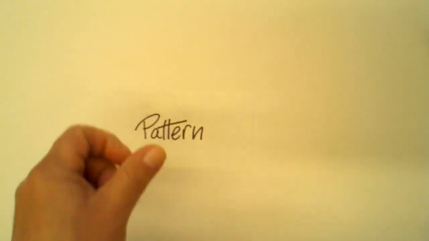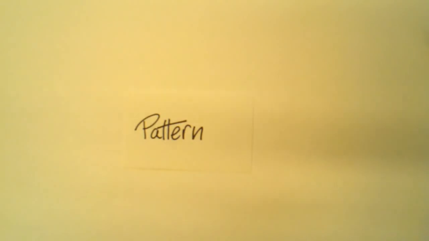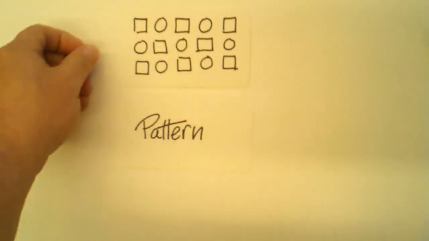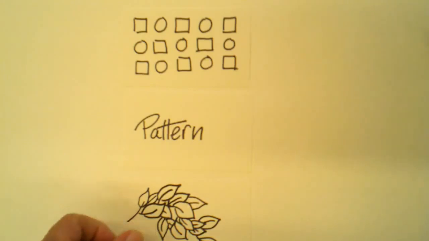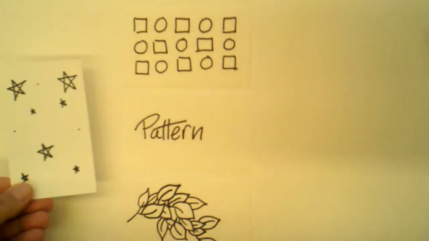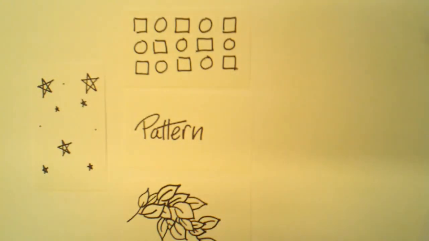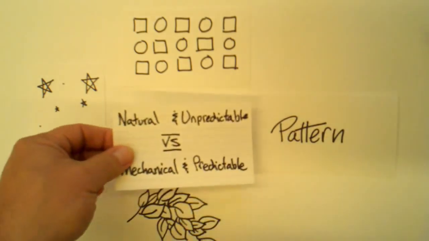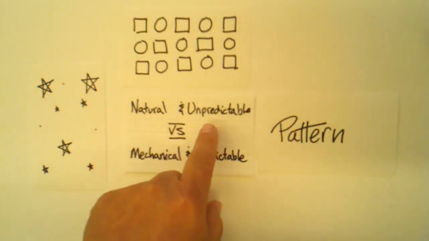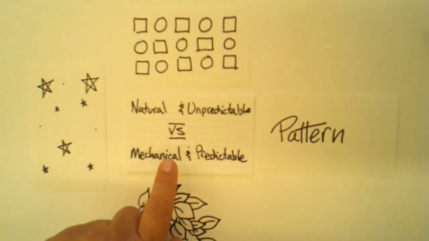Our last one is pattern. And pattern can be predictable pattern or mechanical pattern, like in shapes of alternating squares and circles, or it can be a natural pattern of leaves, an unpredictable pattern. You could have an unpredictable pattern of stars in the sky. So pattern has many different kinds, and they are natural and unpredictable, or they can be mechanical versus predictable.